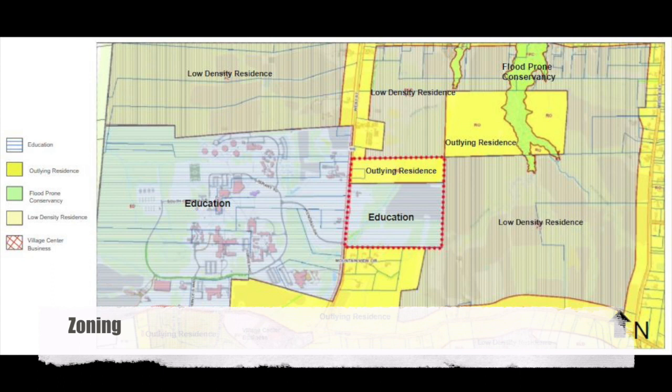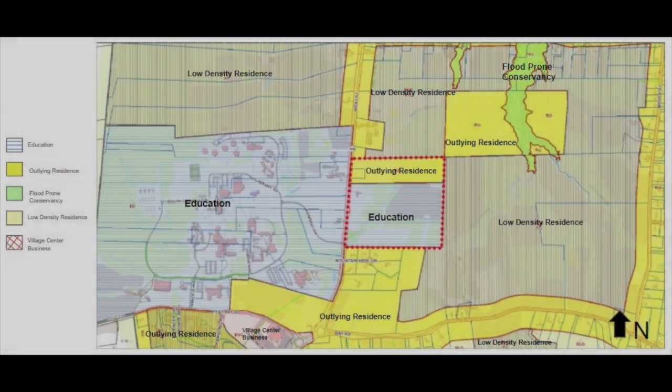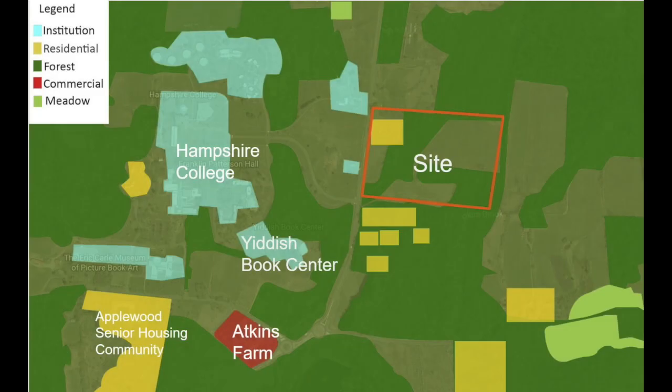Our site is currently zoned as educational, with the majority of abutting properties to our site consisting of low-density residential zones to the north and east, with outlying residential zones to the south. The western border is Hampshire College, which is also in the educational zone. Much of the land in low-density zones surrounding our site are permanently protected by agricultural preservation restrictions, which means the development rights to the land were purchased by the state so that the land can only be used for agricultural purposes into the future. Additionally, there is a village center business zone towards the southwest corner of our site and south of Hampshire College where Acton's Farm is located.